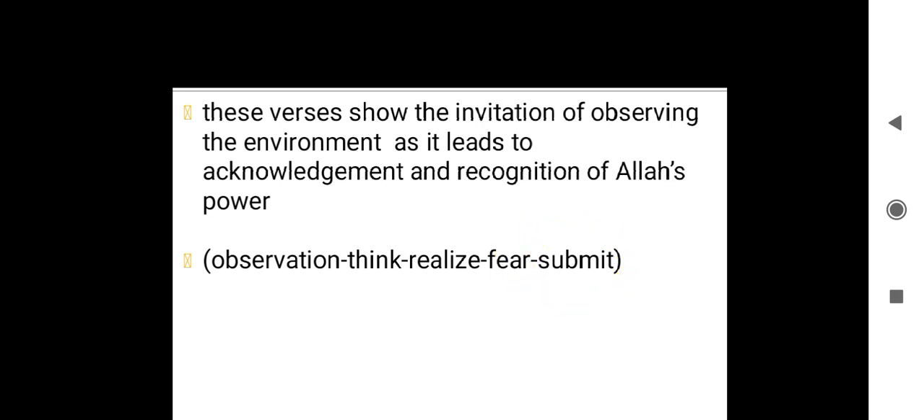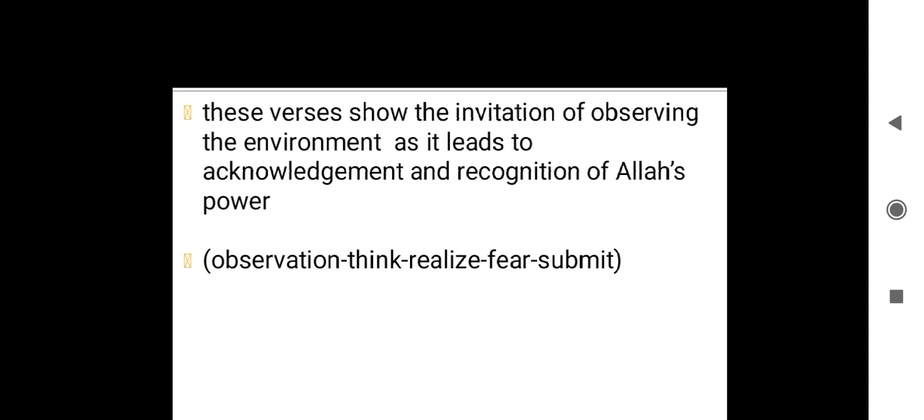So in order for us to submit, we need to feel fear first. In order to feel fear, we need to realize something. In order for us to realize something, we need to think about it. Think of what? That thinking we can only have by observation. So that's why Allah SWT encourages and invites us to observe.